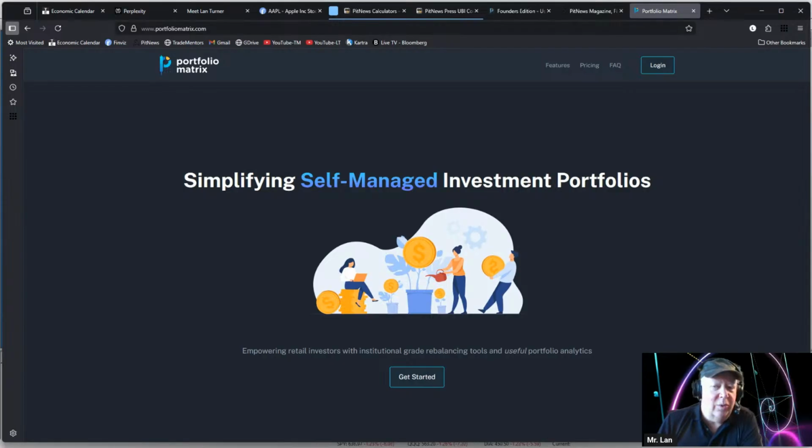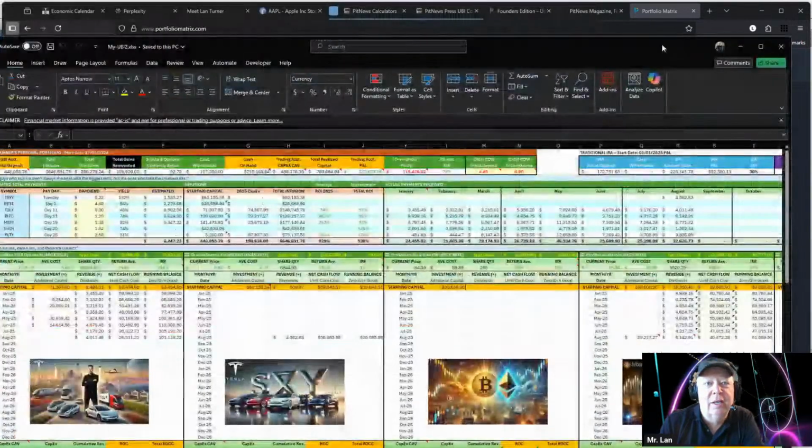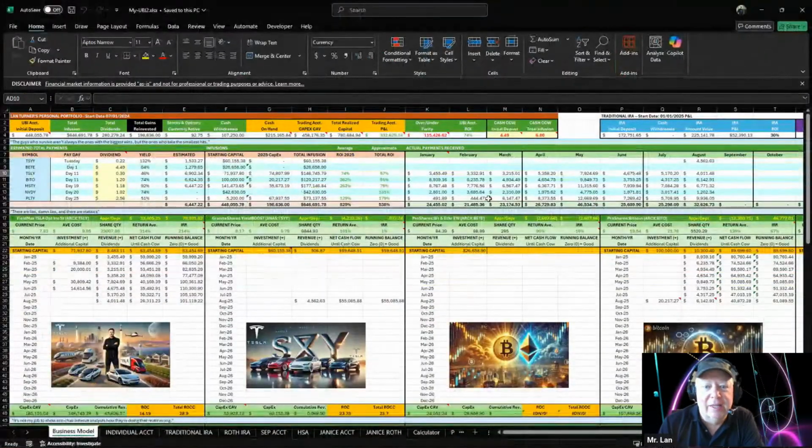The question is, why do I need it? Why do I need a Portfolio Matrix? You don't need it. Because if you like doing this spreadsheet right here, which I just gave you for free, the new version of the spreadsheet, if you like doing spreadsheets like this, which is what I've been doing for the last year on this channel, showing you how to run this spreadsheet. And we've got like multiple iterations of it.